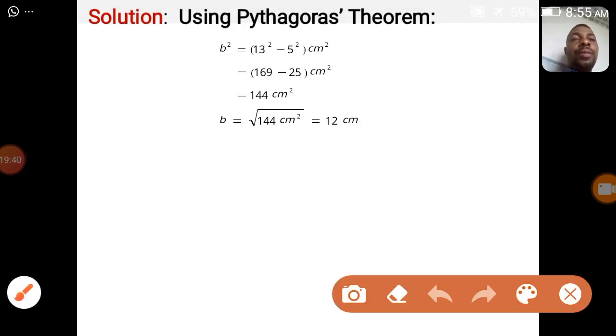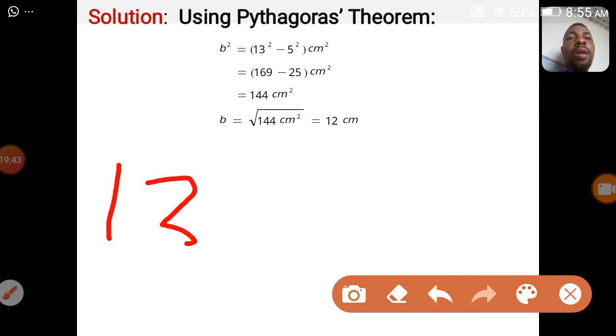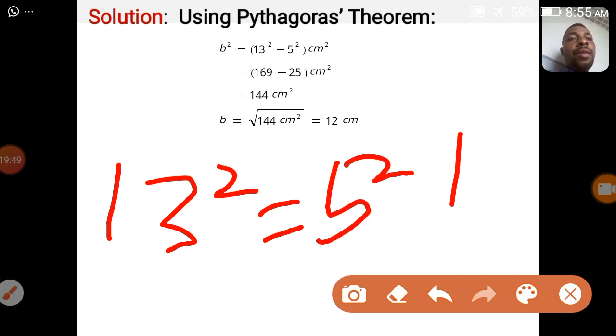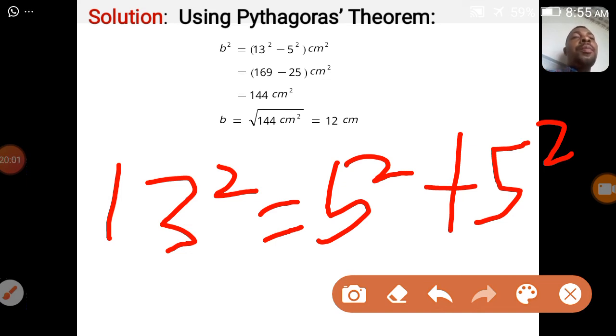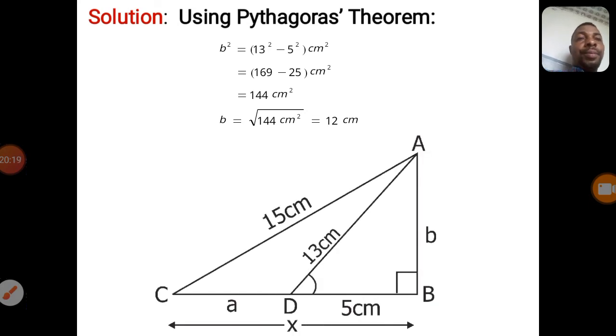So what do you have? 13 square is equal to b square plus 5 square. When you rearrange, making b square the subject, you have b square is equal to 13 square minus 5 square. Square of 13 is 169 minus square of 5, 25. When you subtract that, you have 144 cm square, and then b is equal to the square root of 144, and that is what? 12 cm. We've gotten the expression for b.